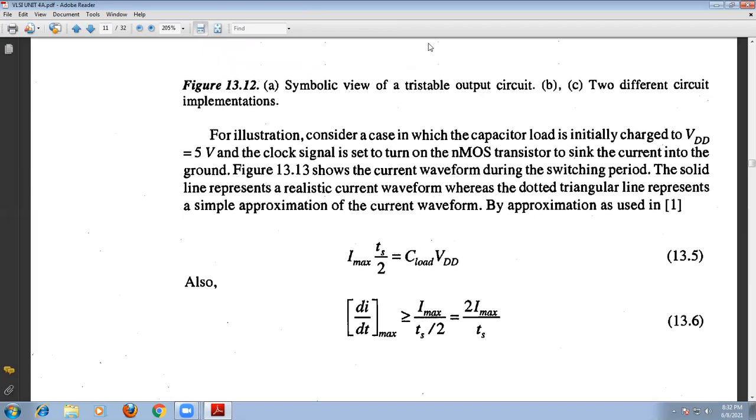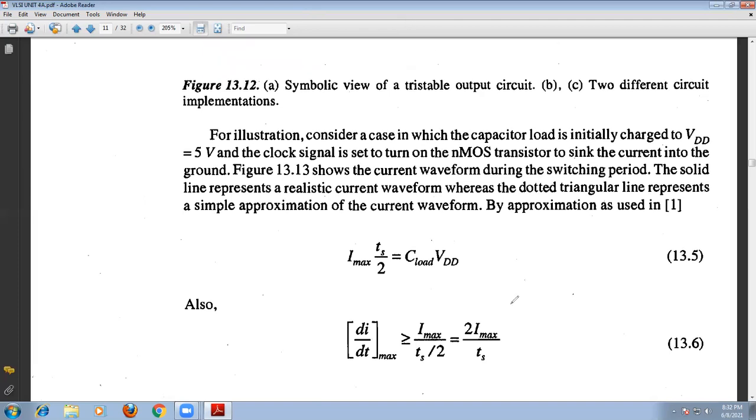Just note down: I max is equal to 2 into C load, CL, into VDD, divided by Ts. So this is the value of I max.